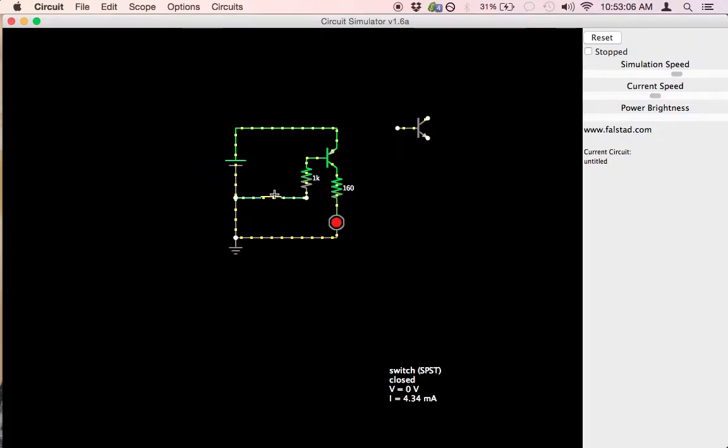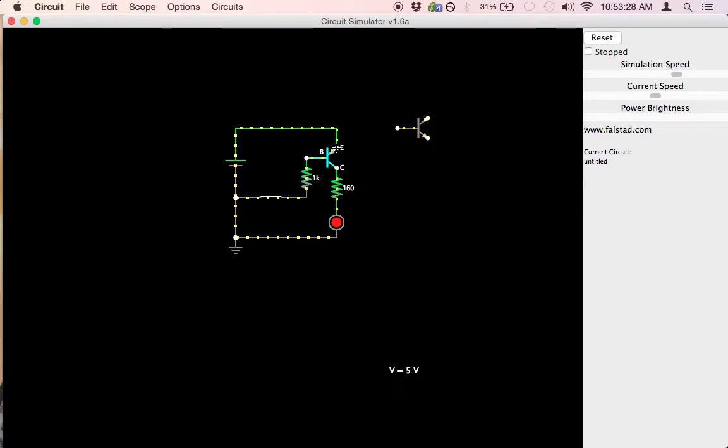Something different is happening this time. Let's take a look at what it is. Let's open our switch, or maybe leave it closed for now. What's happening is positive current from our power supply is flowing into the emitter. That's because the arrow is pointing towards the base.